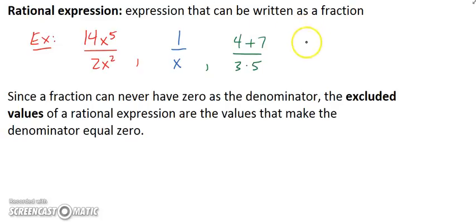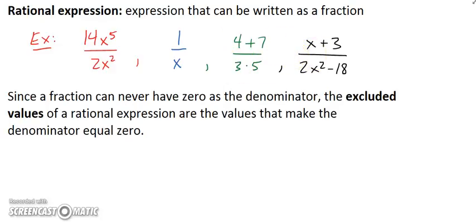But we're going to be specifically concerned with ones that have maybe more than one term in the numerator and denominator. So we might work with things like this, x plus 3 divided by 2x squared minus 18 or something like that. Okay, but the expressions we're working with in this learning target can be written as fractions. That's the important part here.